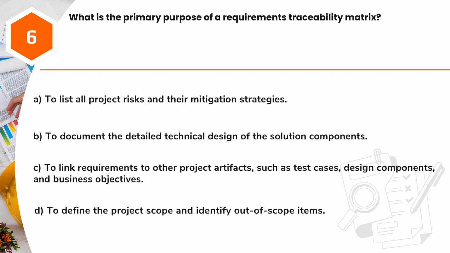Question 6. What is the primary purpose of a requirements traceability matrix? A. To list all project risks and their mitigation strategies. B. To document the detailed technical design of the solution components. C. To link requirements to other project artifacts, such as test cases, design components, and business objectives. D. To define the project scope and identify out-of-scope items.